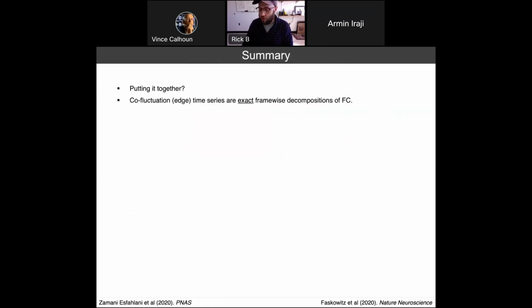I will summarize really quick. I think I have one more slide after this, but if we put this all together, what have we learned? Well, we show that this co-fluctuation, or edge time series, is an exact decomposition of functional connectivity, and allows us to track moment-to-moment changes in the co-fluctuations at a frame-wise temporal resolution. Our analysis of this has revealed so-called bursty dynamics, these events followed by periods of relative quiescence.